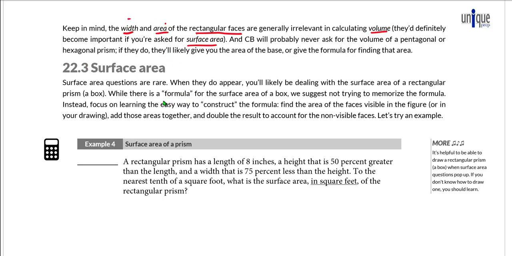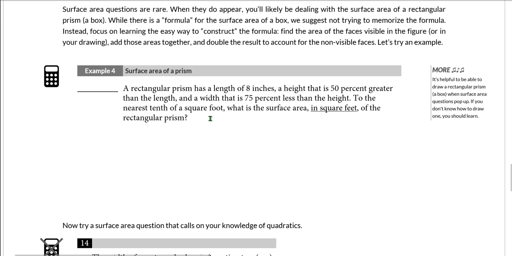Surface area questions do not show up often. If they do, you are almost certainly just going to need to deal with the surface area of a rectangular prism, maybe of a triangular prism, but again, pentagonal, hexagonal prisms don't tend to show up often. There is a formula for the surface area of a box, but we do not suggest memorizing that formula. We would rather you just know how to construct the formula and then use that construction process in solving these questions. That construction process is laid out basically here.